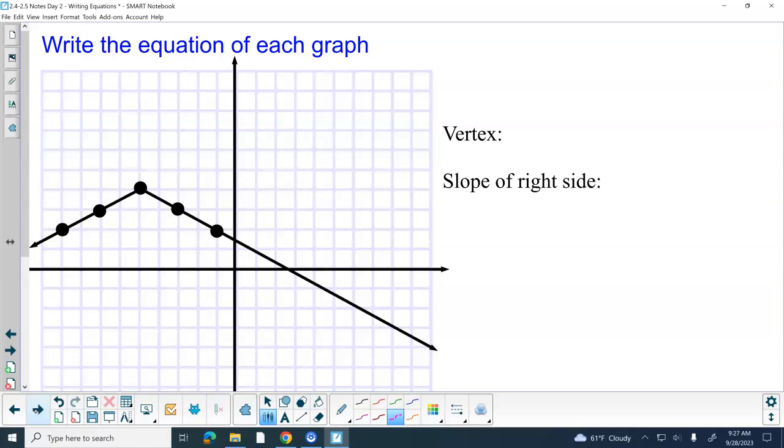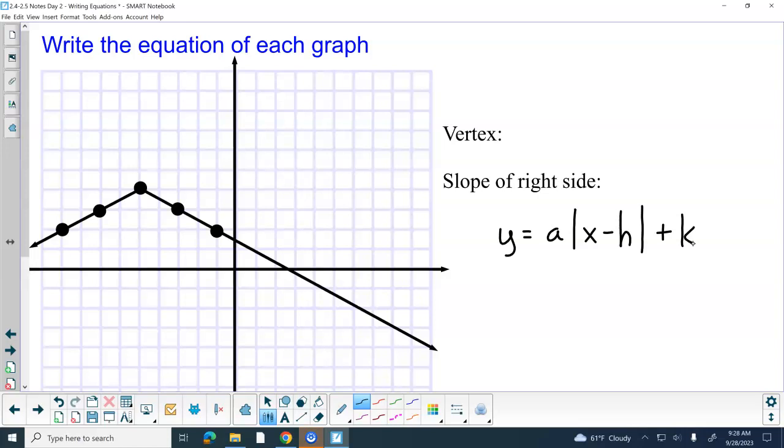Now, yesterday, you learned that the equation of an absolute value graph was y equals a times the absolute value of x minus h, then plus k. You learned the standard form of an absolute value. We also then talked about what those different parts were. Does anybody remember what a, h, or k does for us in the absolute value graph?